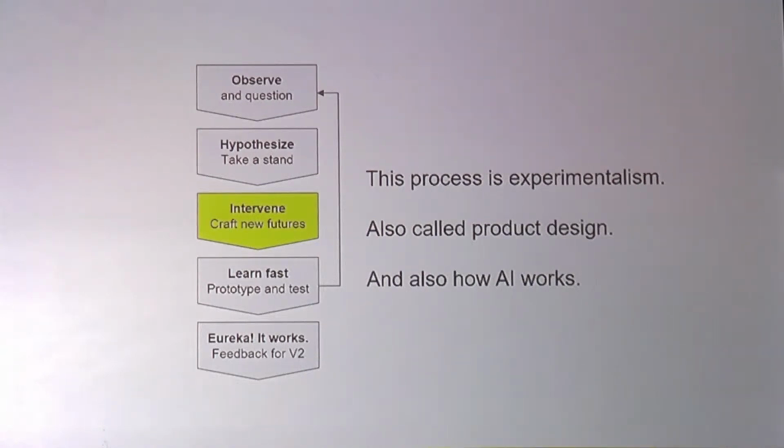Then you learn from it. So you put it into the world, you see what happens, you observe, you take measurements, and then you go back to the beginning and you say, based on what I observed, what's really happening? And then in the end, hopefully you are really happy, your theory winds up being true or true enough, and then you go forward. And that process of experimentalism is also what we do when we're doing product design, and it's also how artificially intelligent systems work today.